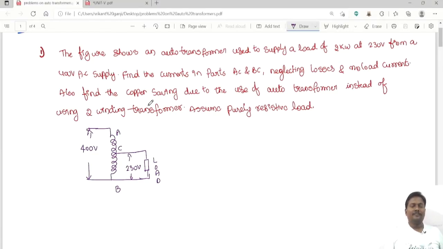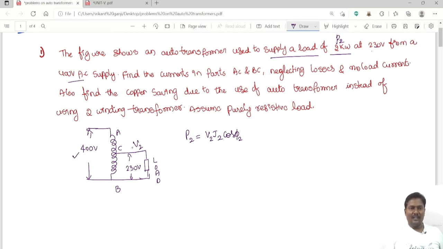So coming to the first problem, the figure shows an auto transformer used to supply a load of 2 kilowatts. So the output power is 2 kilowatts, that is V2 I2 cos phi 2. This is called P2. The terminal voltage V2 is 230 volts, from a 400 volts AC supply.